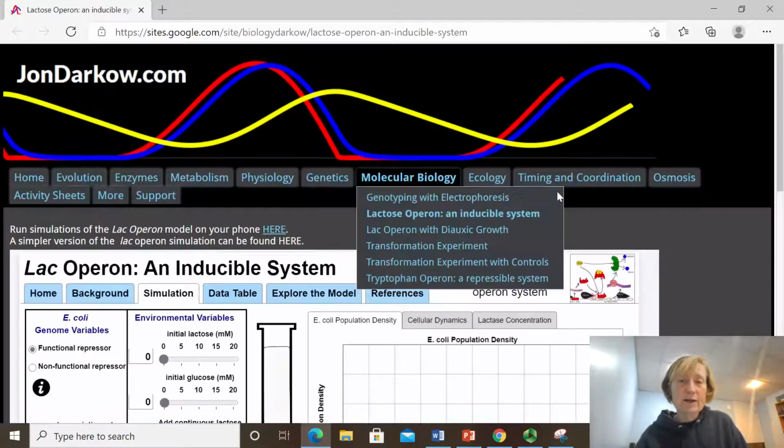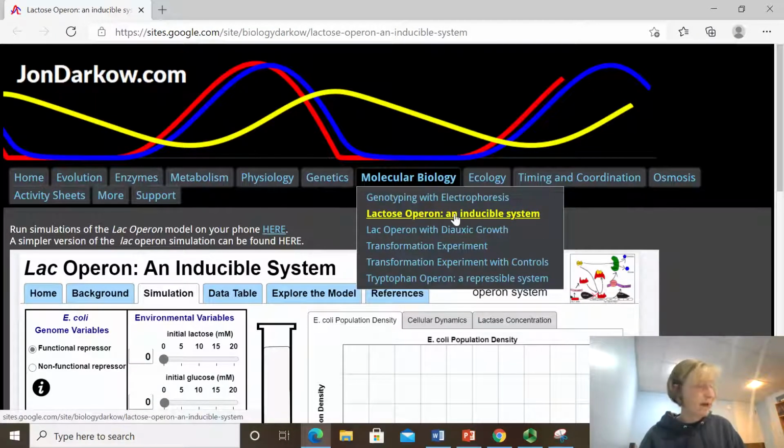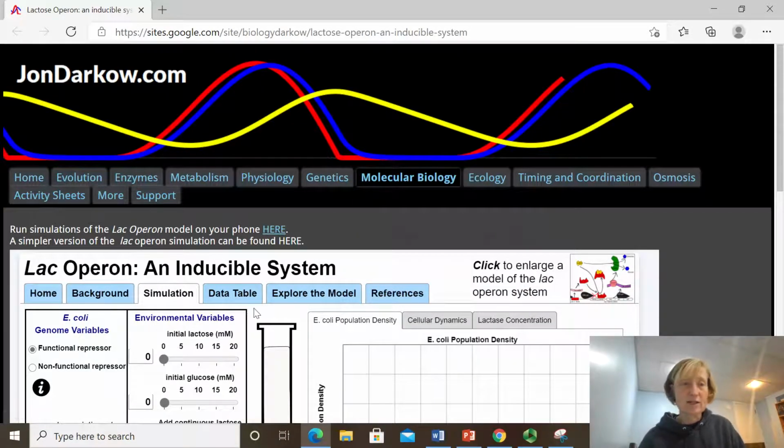Okay, so here we're going to go to molecular biology, lactose, the inducible system. And we are at that site on John Darko, lac operon inducible system. Now in part 2, we're going to take a look at repressors and beta-galactosidase. Remember, beta-galactosidase is the enzyme that is made when the lac operon is turned on. And that's the enzyme that breaks down lactose.